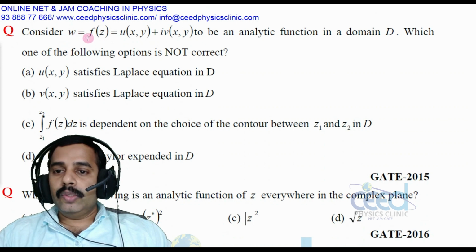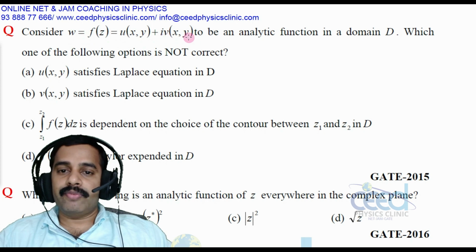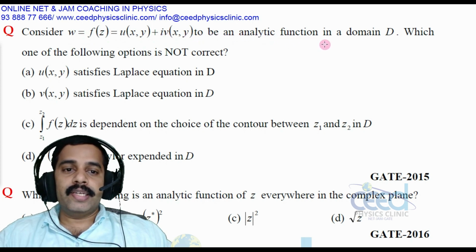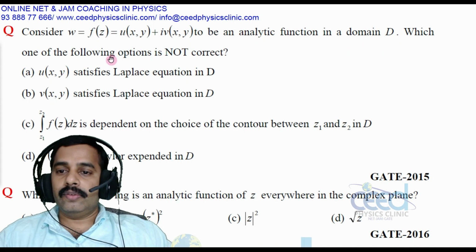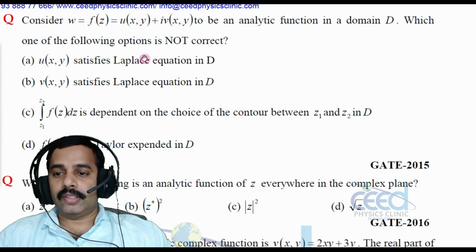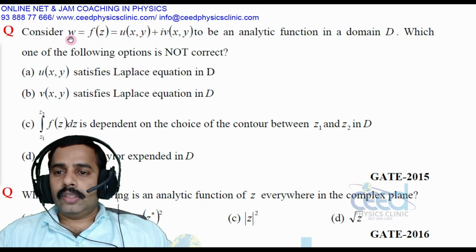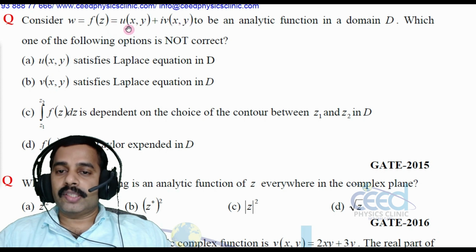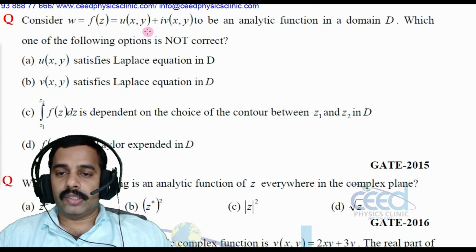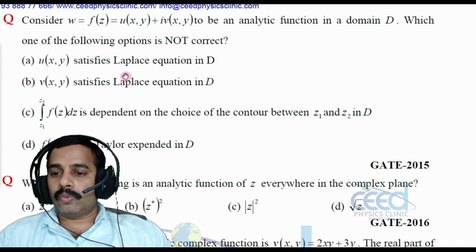Consider w equal to f of z, that is equal to u of x y plus i v of x y, to be an analytic function in the domain D. Which one of the following options is not correct, right? If w is an analytic function, then u and v separately satisfy the Laplace equation, that we have already proved in theory, right? So this option is correct, this option is correct.